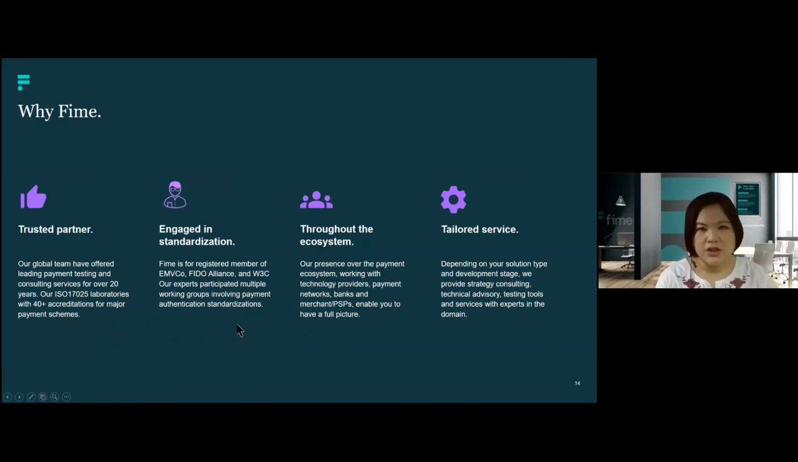Also, we are engaged in all the standardizations we mentioned before. We are a member of EMVCo, W3C, and FIDO Alliance, while providing compliance services and test solutions for some of the standards. And we work with customers throughout the ecosystem, from technology providers to payment networks, banks, merchants, PSPs, and so on. And last, we also support a tailored service approach. Depending on what type of solution you have and which stage you are at in the development process, we can provide a tailored service according to your needs.